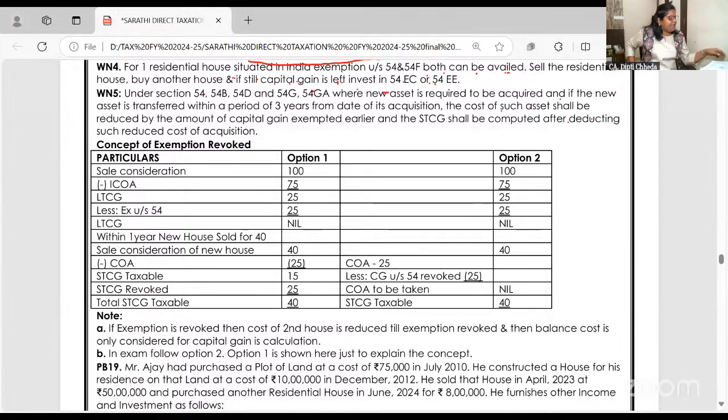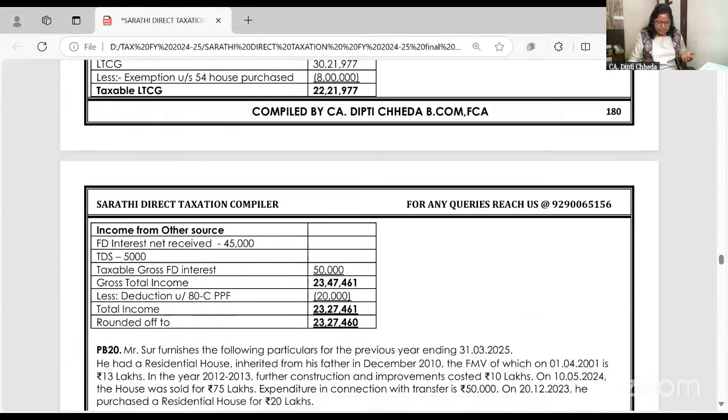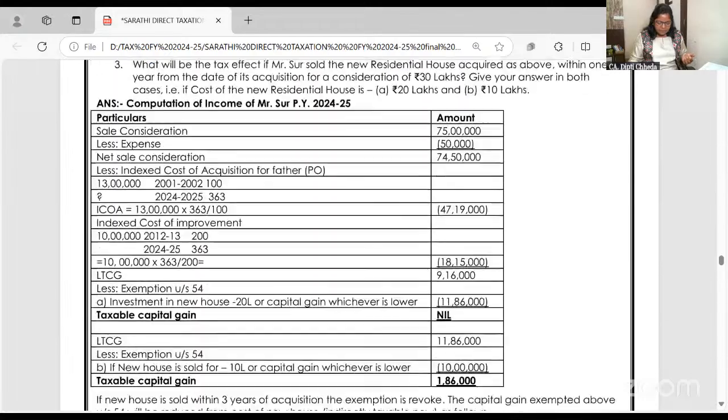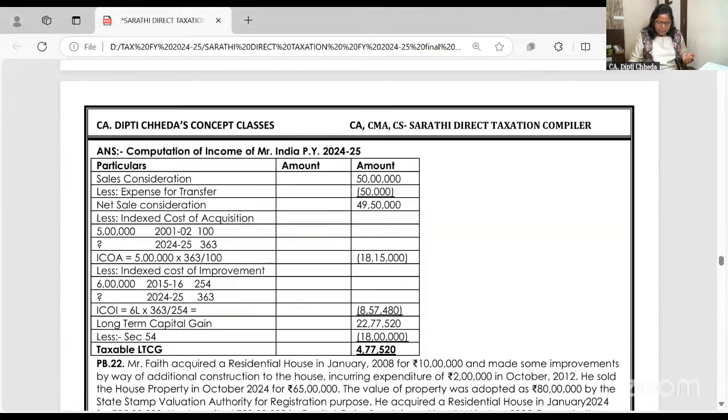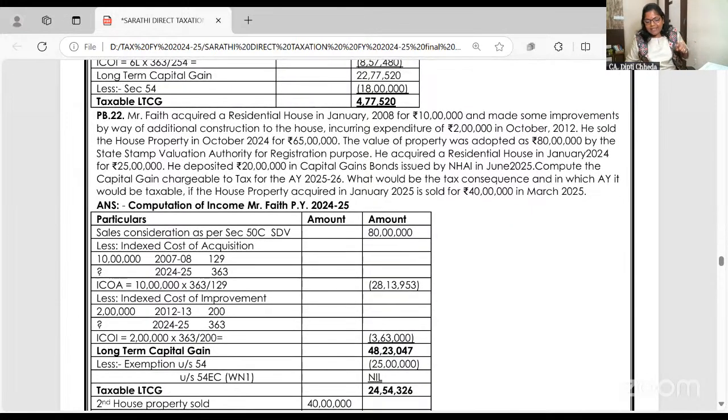Problem number 21 we did, no? Now we are doing problem number 22. The numbers may vary by one or two here and there. You read the problem and do. These are all revocation ones. We did problem number 21 now. 22 and 23 are past exam questions. You can mark them. If you have any doubt, please ask.